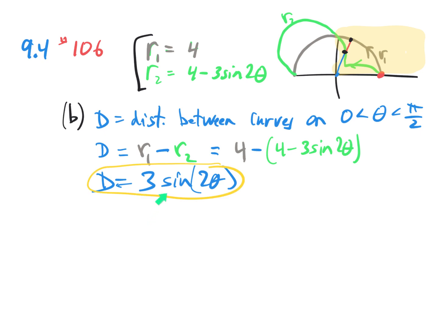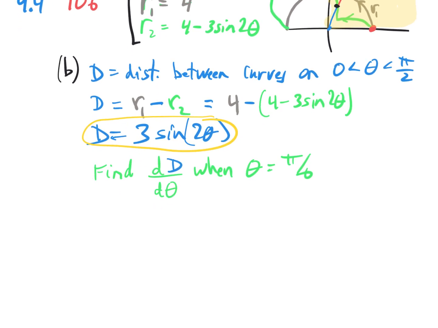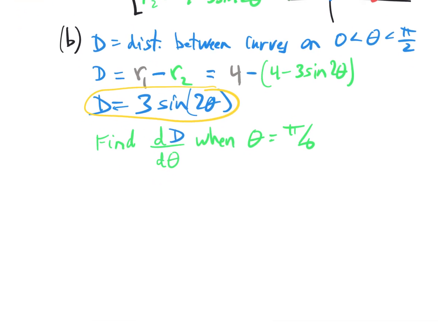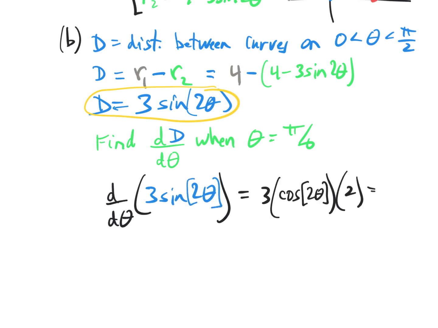All right, so that is the expression for the distance between the curves for theta values between 0 and pi over 2. Next, they ask us to find the rate at which that distance is changing with respect to theta at theta equals pi over 6. So let's take the derivative with respect to theta of 3 sine of 2 theta, which is 6 cosine of 2 theta.